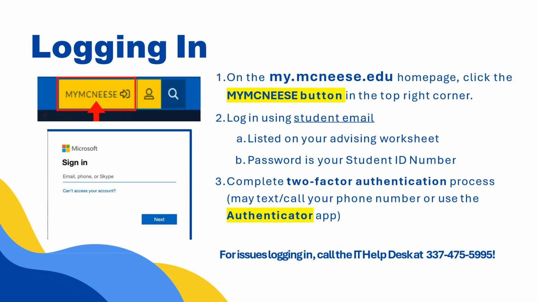You will complete the two-factor authentication process, which may text or call your phone number or use the Authenticator app to log in. Should you have issues, you can call the IT help desk at 337-475-5995.